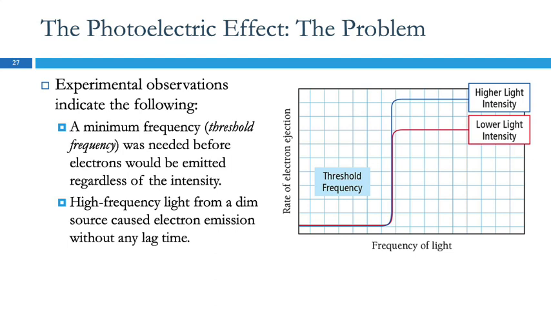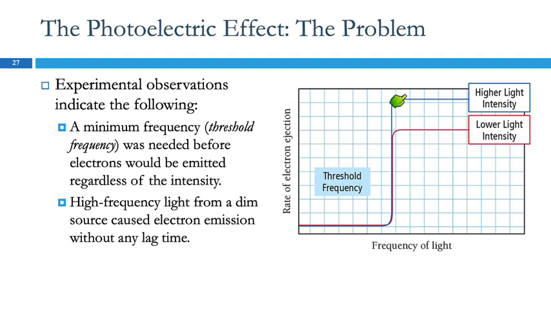So this is what actually is observed, not the prediction. So this is the rate of electron ejection as a function of frequency of light. So at low frequencies of light, no electrons are emitted. Doesn't matter how bright the light is, doesn't matter how long you wait, no electrons are emitted. When you get to a particular frequency, all of a sudden, electrons start getting emitted. That frequency will vary depending on the metal. So at that threshold frequency, electrons start being emitted.